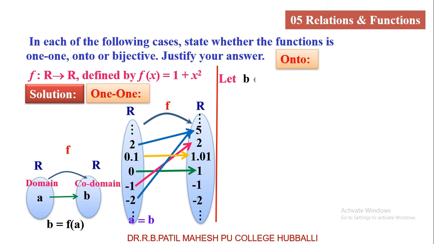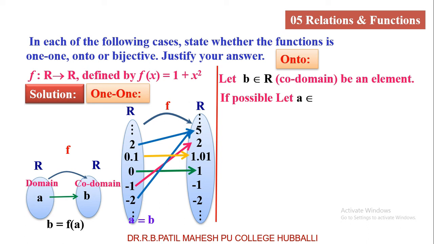Onto: let b belonging to capital R, that is the codomain, be an element. If possible, let a belonging to R, that is the domain, be the pre-image. So let us take an element in the codomain, and we'll check whether for b there exists a in the domain or not. If it exists, then it is onto. If it does not, then it is not onto. f of a equal to b is the way of writing the function.